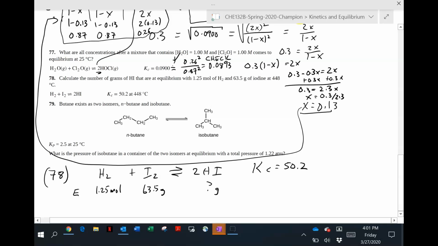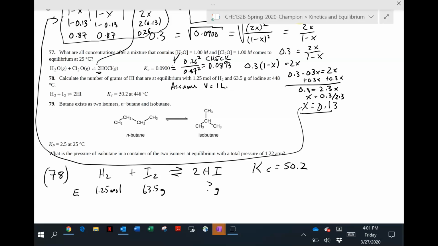Well, there are some issues with this problem. One issue is that normally we deal with molarity, right? For a Kc we deal with molarity, and the authors of this textbook seem to have not stated what the volume of this container is. I'm going to assume that the volume is 1 liter. Okay, that's probably what they meant to say, else this is really not going to make any sense whatsoever.